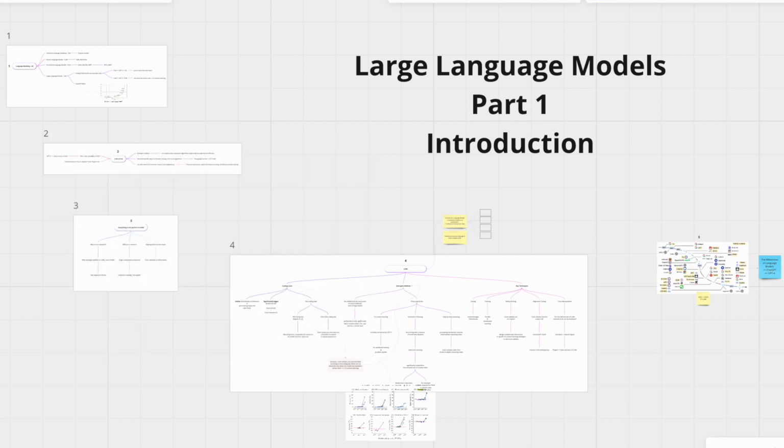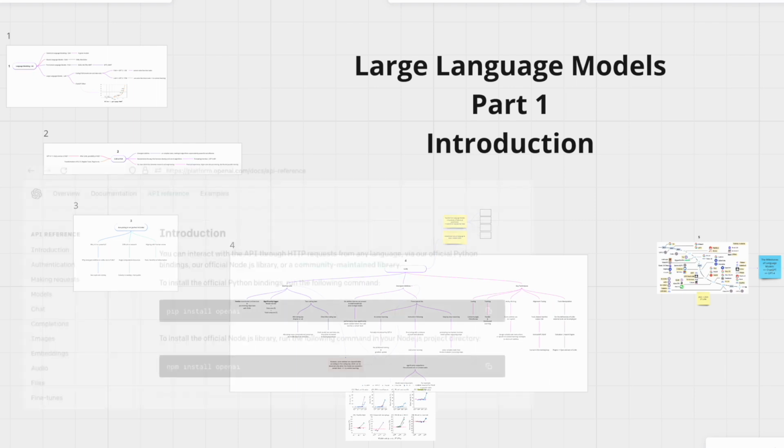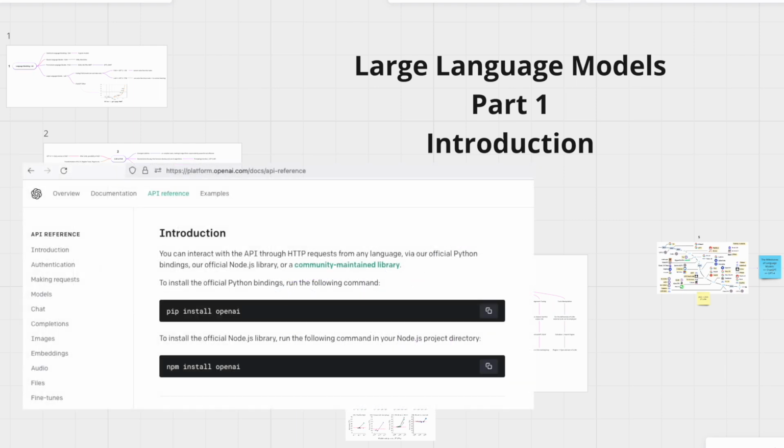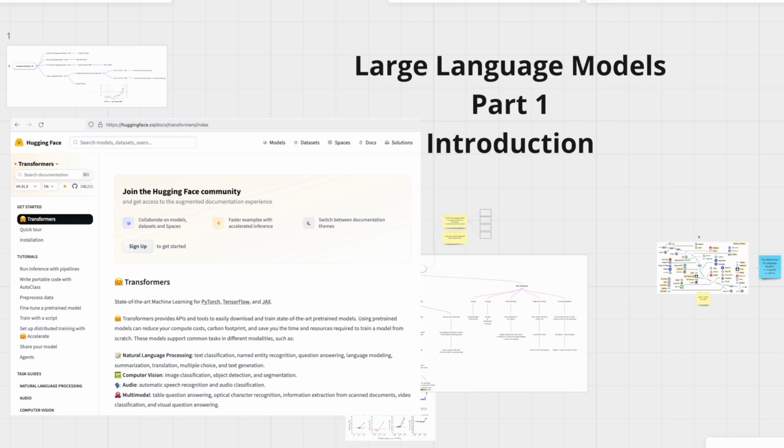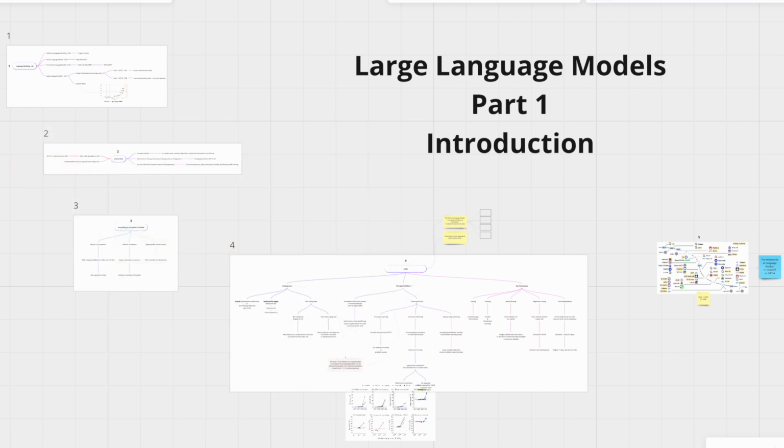After the theoretical part, I will show a couple of practical examples. I will use the OpenAI API, and I will also show how you can use open source LLMs from transformers. And I hope that at the end this video series will be quite beneficial and informative for you.